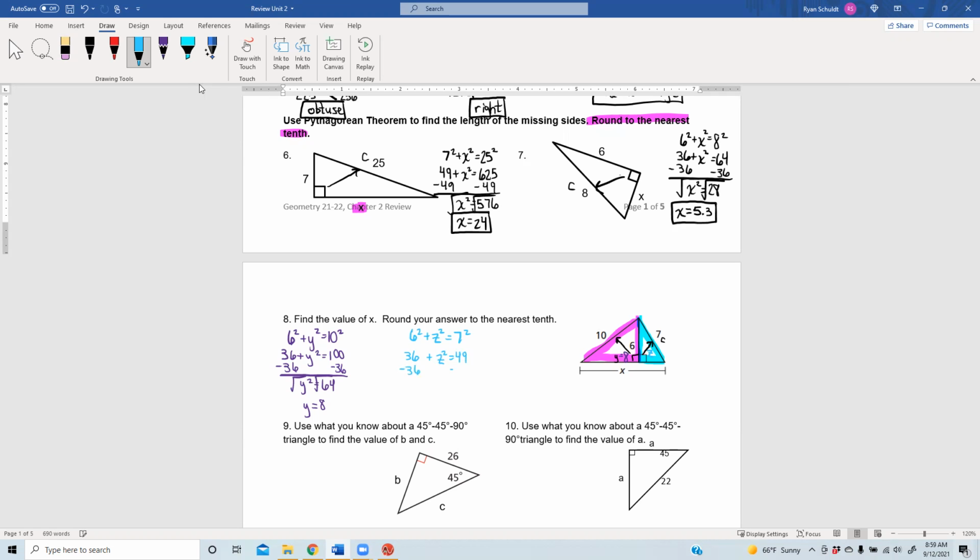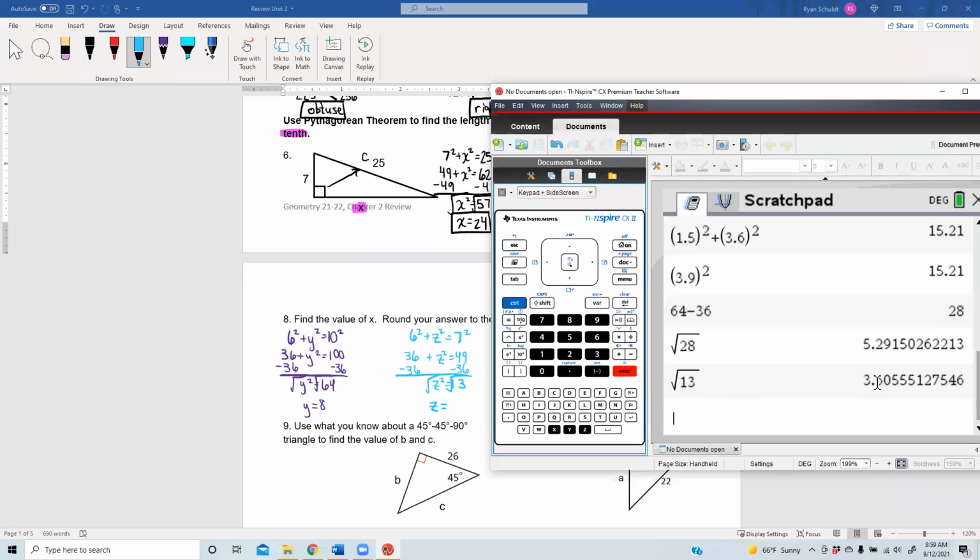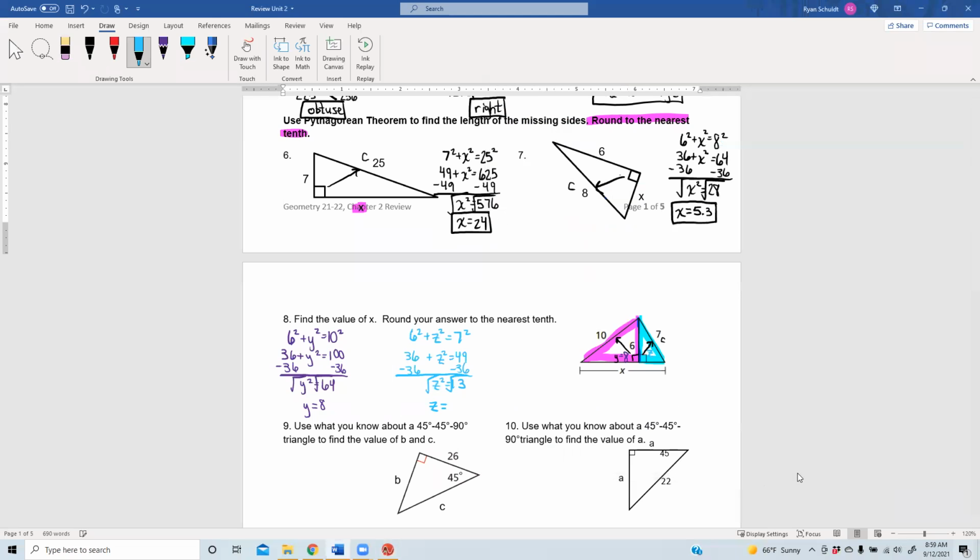Move the 36 over. We're going to get Z squared equals 13. Square root that, and we get Z equals, it's going to be 3 point something. It says round to the nearest 10th, so when I take the square root, I'm going to round to the nearest 10th. 3.6.